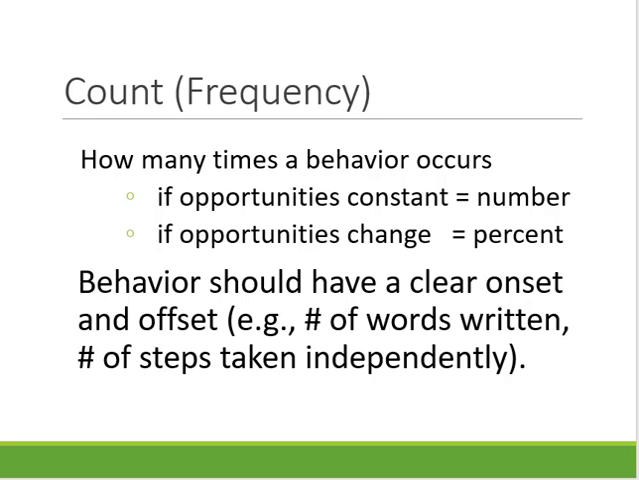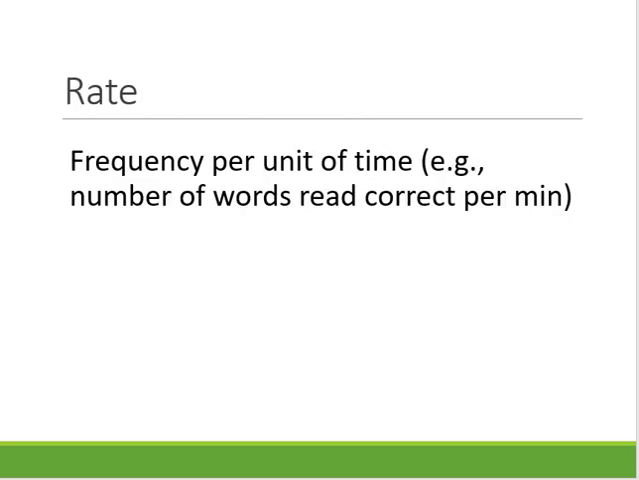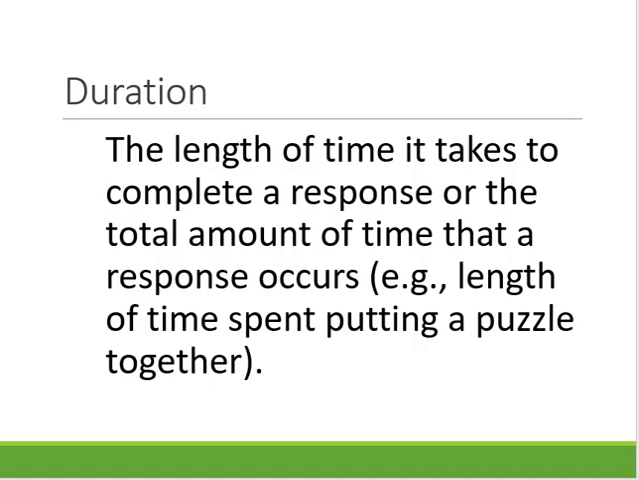Behavior should have a clear onset and offset, for example, number of words written or number of steps taken independently. Rate refers to frequency per unit of time. For example, number of words read correct per minute. Duration is the length of time it takes to complete a response, or the total amount of time that a response occurs. For example, the length of time spent putting a puzzle together.